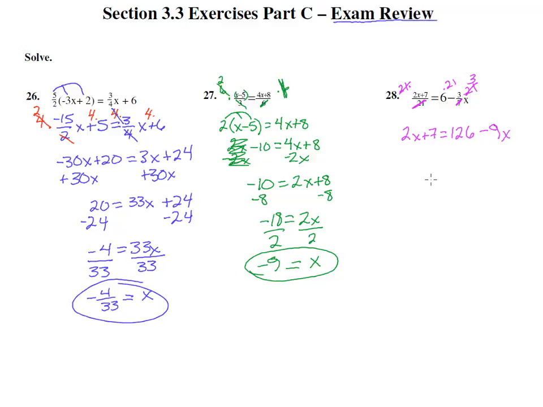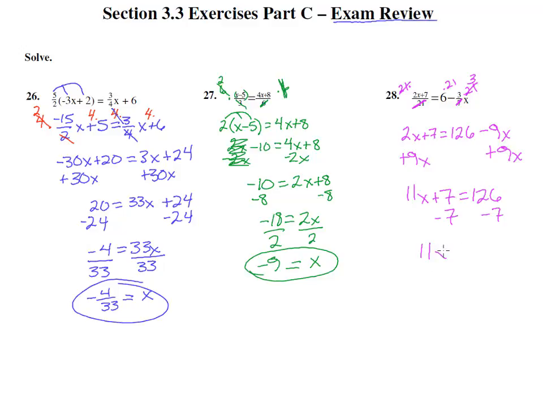9x. Good, we got rid of the fractions and we don't have parentheses, so we need to make sure the x's are both together. We can either get rid of this 2x or get rid of that negative 9x so they'll all be on the same side. Let's add 9x to both sides. And we now have 11x plus 7 equals 126. With all the x's together and we have a simplified equation, now we just need to undo this plus 7.